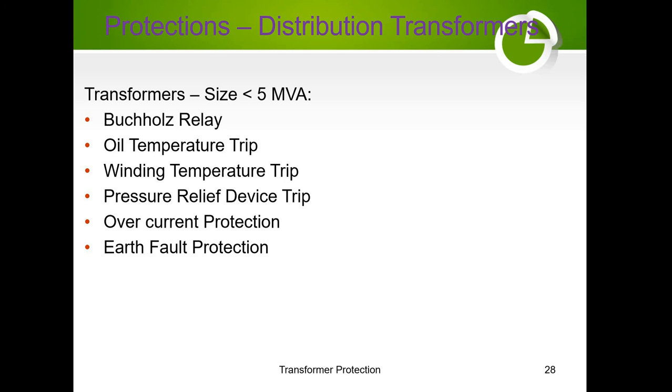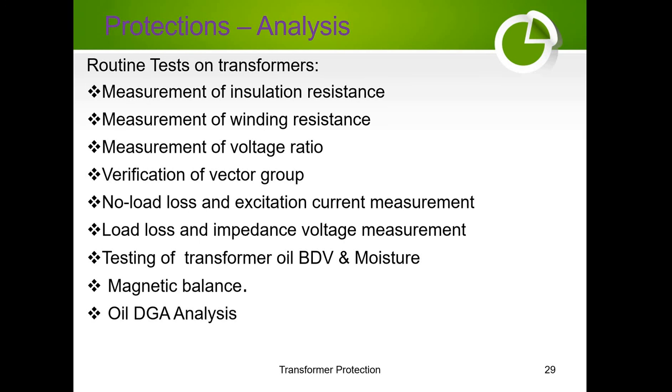Tests on the transformer: measurement of insulation resistance, measurement of winding resistance, measurement of voltage ratio, verification of vector group, no load loss and excitation current measurement, load loss and impedance voltage measurement, and testing of the transformer oil: BDV, moisture, magnetic balance and oil DGA.